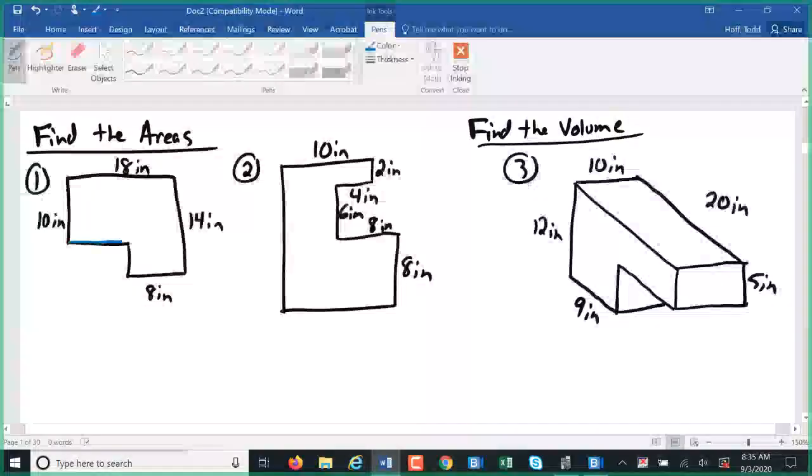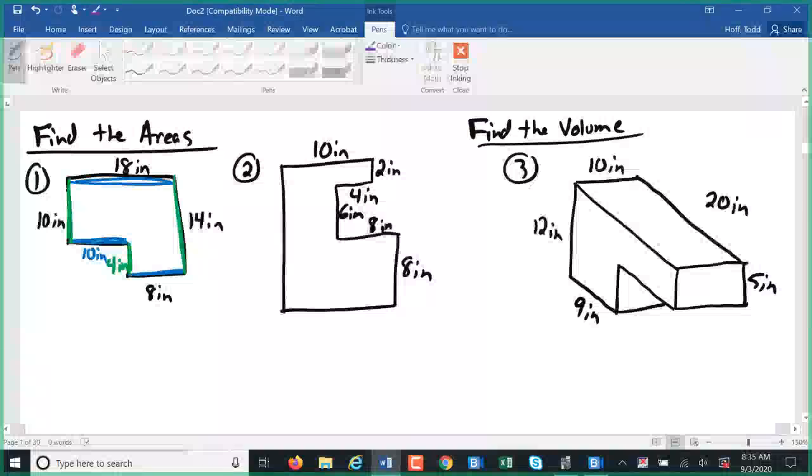So to find this dimension, we can only use other horizontal dimensions. That would be the 8 and the 18. Well, those have to add up, so that would make this 10 inches, so that 10 plus 8 equals 18. Going the other direction, to find this dimension, I can only use other vertical dimensions, which would be the 10 and the 14. Again, those have to add up, so that makes this piece 4 inches, because 4 plus 10 makes 14.